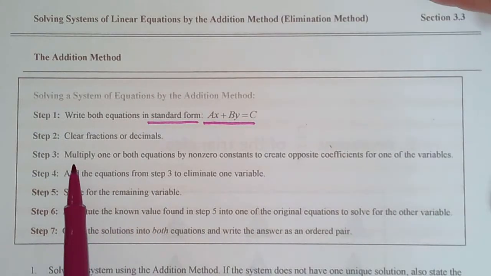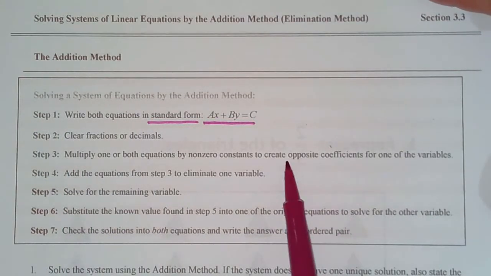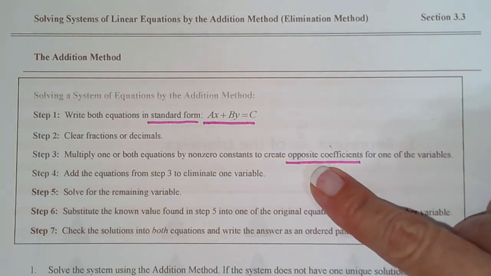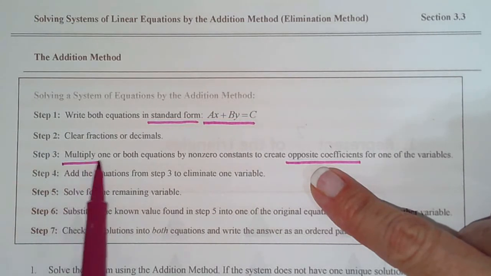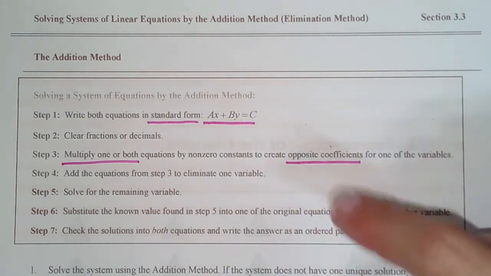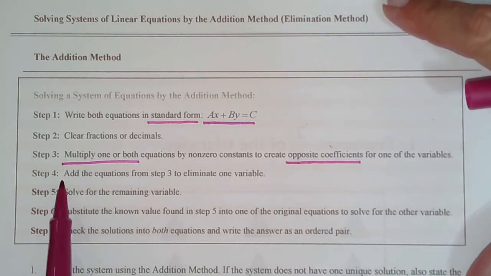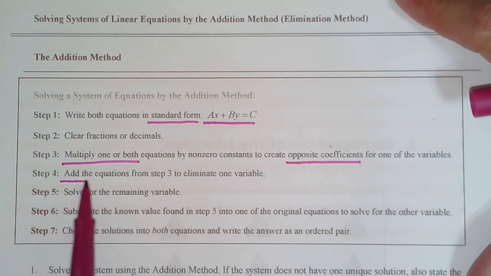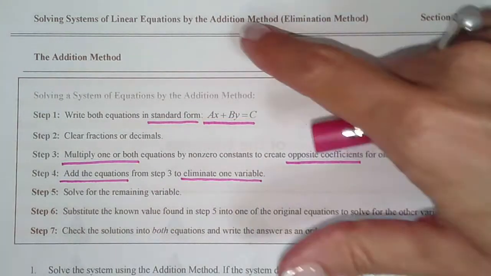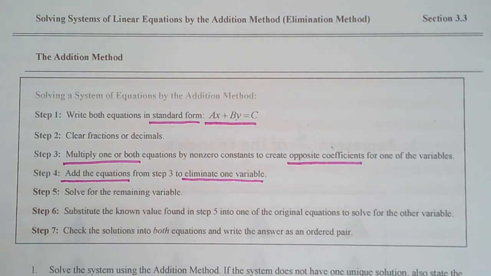And next step, we're trying to make opposites. Positive 3y, negative 3y. Negative 4x, positive 4x. So we're going to multiply one or both equations by some number in order to make the x's opposites or the y's opposites. And then here's where it gets its name. After you make opposites, you add the equations together to eliminate one variable. So that's where the names come from. Then you solve for the remaining variable and then plug it in.